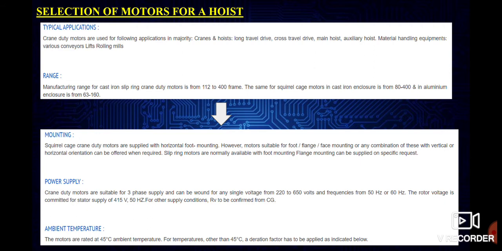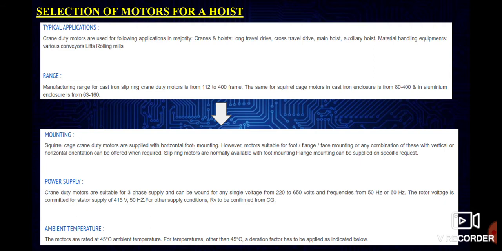So the range is given as, for cast iron slip ring crane duty motors, from 112 to 400 frame, and the same for the squirrel cage motor in cast iron enclosure from 80 to 400, and in aluminum enclosure it is from 63 to 160.